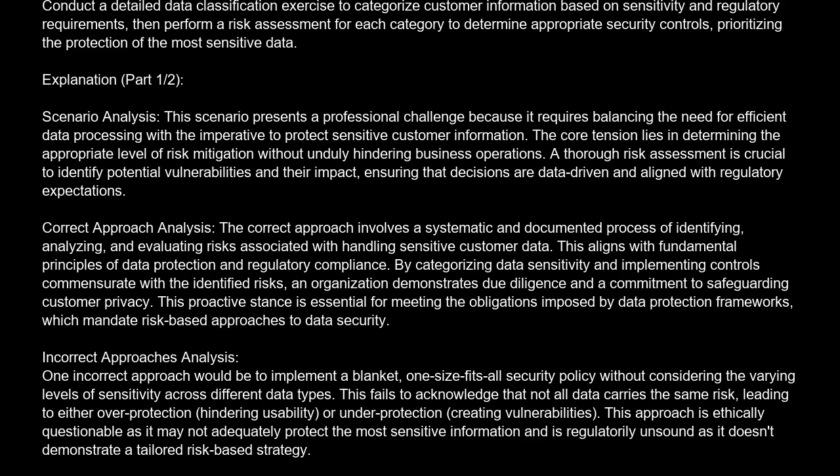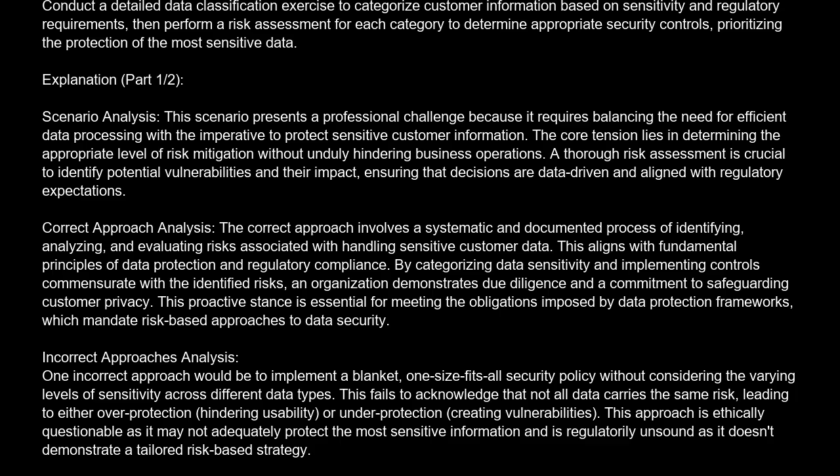The correct answer is B. Conduct a detailed data classification exercise to categorize customer information based on sensitivity and regulatory requirements. Then perform a risk assessment for each category to determine appropriate security controls, prioritizing the protection of the most sensitive data. Explanation. Scenario analysis. This scenario presents a professional challenge because it requires balancing the need for efficient data processing with the imperative to protect sensitive customer information.